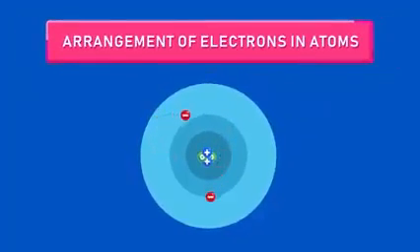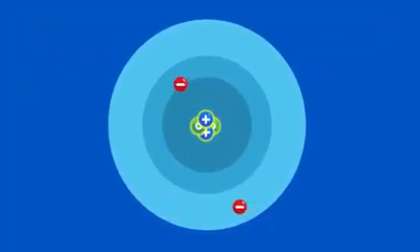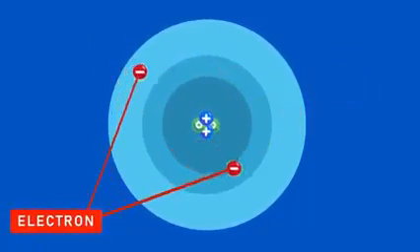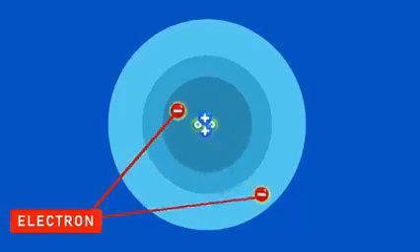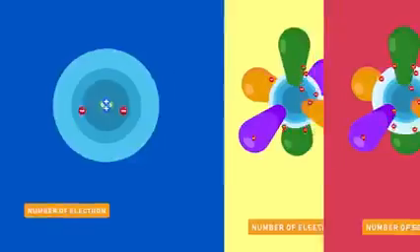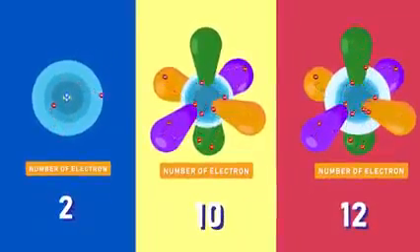Arrangement of electrons in atoms. An atom consists of a nucleus, which contains neutrons and protons, and electrons, as many as protons, that move randomly around the nucleus in an area called an orbital. The shape of orbitals varies with the number of electrons.